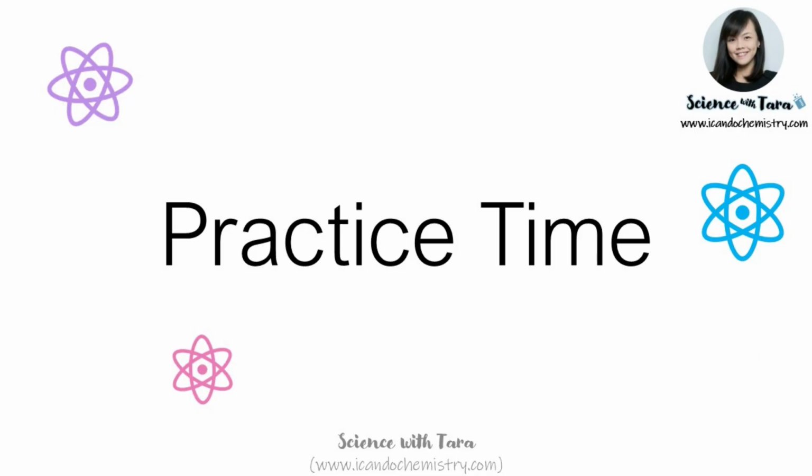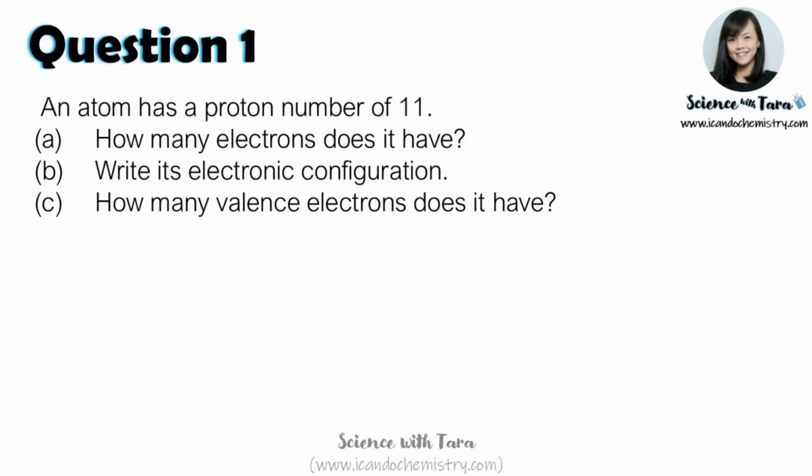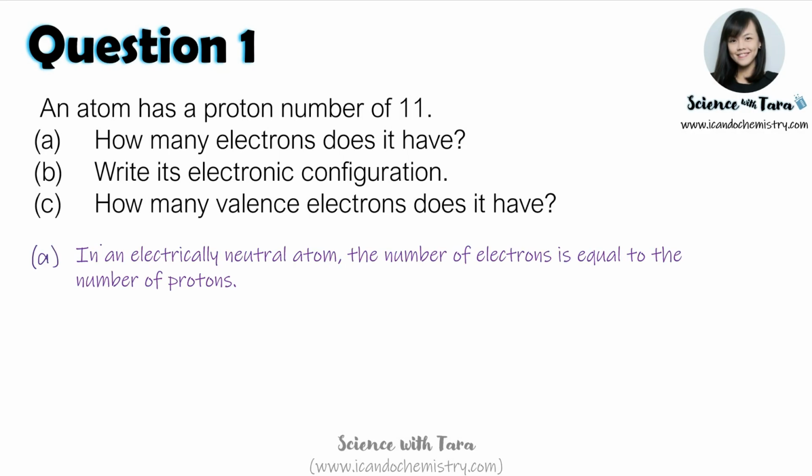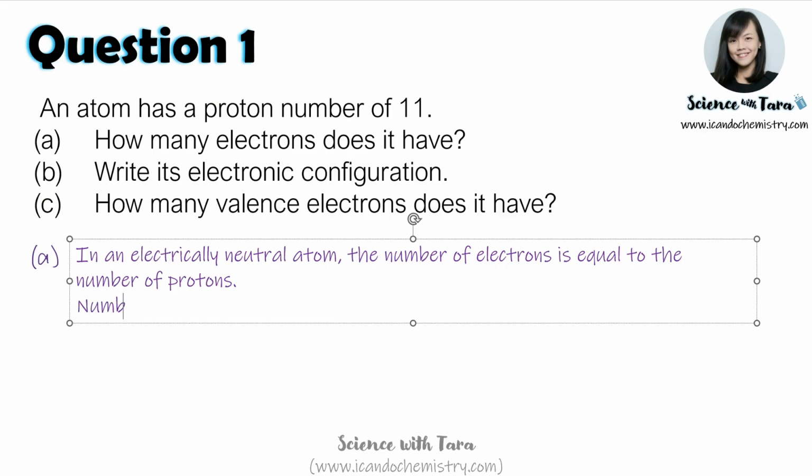Next, I'll go through with you several questions to test your understanding on electronic configuration. Now, question 1. An atom has a proton number of 11. Now, there are 3 parts to this question. How many electrons does it have? Write its electronic configuration. And how many valence electrons does it have? For part A, in an electrically neutral atom, the number of electrons is equal to the number of protons. Hence, the atom has 11 electrons.